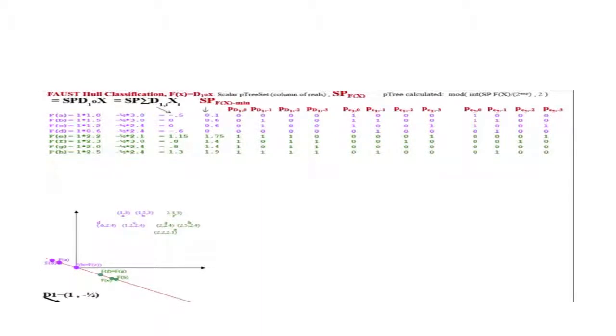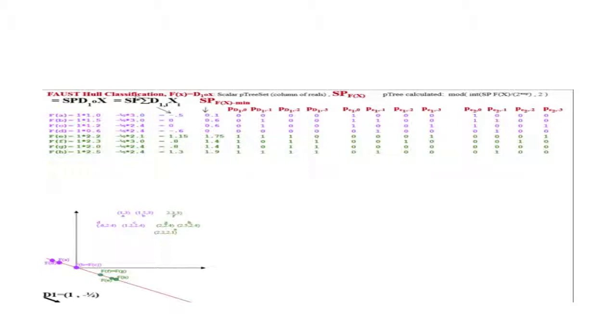Hello everybody. In this tutorial we are going to learn about the FAUST hull classification. First of all, let's talk a little about the name FAUST. It stands for fast, accurate, unsupervised, supervised tree mining. The later part is hull classification.